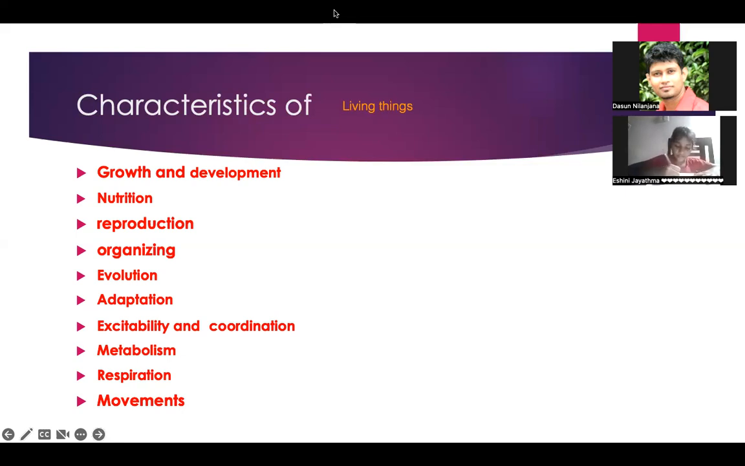Then reproduction. Reproduction is like a photocopying thing, right? Your mother has taken a photocopy of herself. That is you, right? Are you looking like your mother, or are you looking like your father?